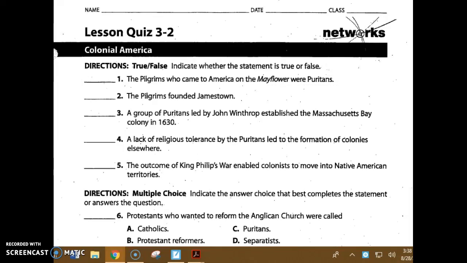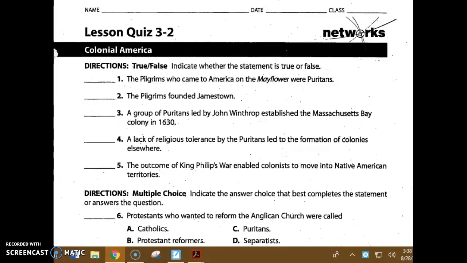Today you'll take your quiz for Section 3-2 in Social Studies. Be sure to put your name, the date, and your class period at the top of the page. The first section of your quiz is true and false. Put a T for true and F for false.